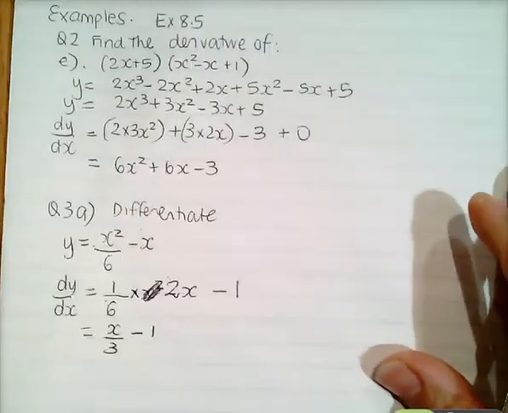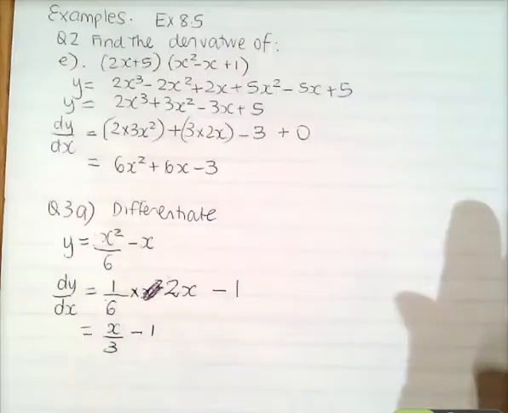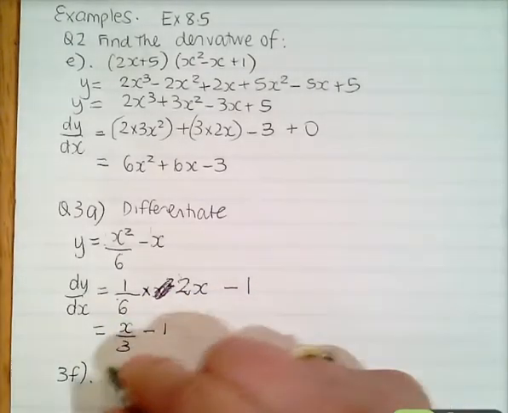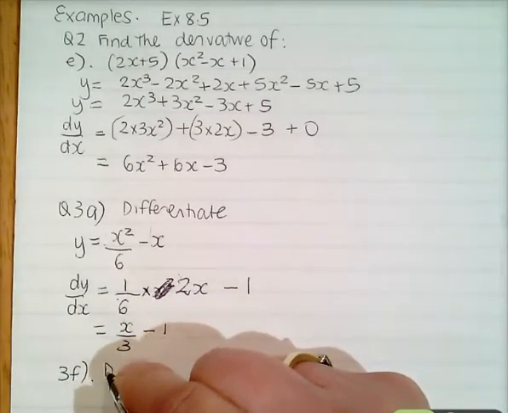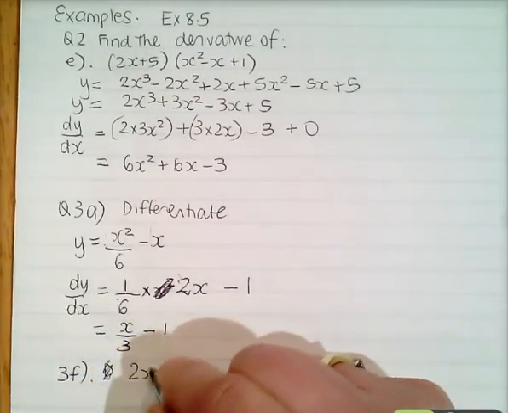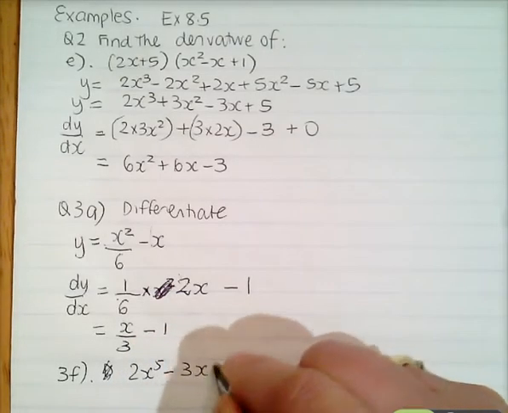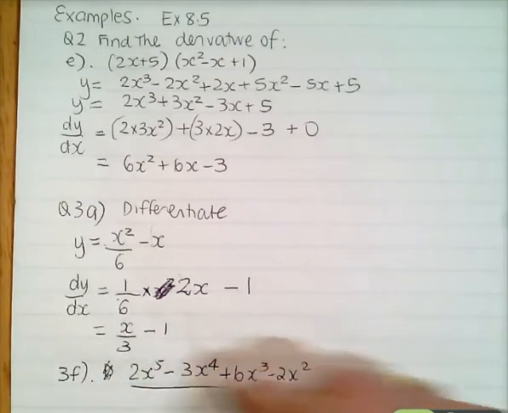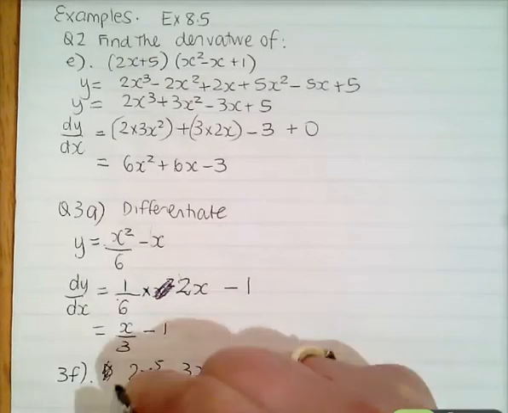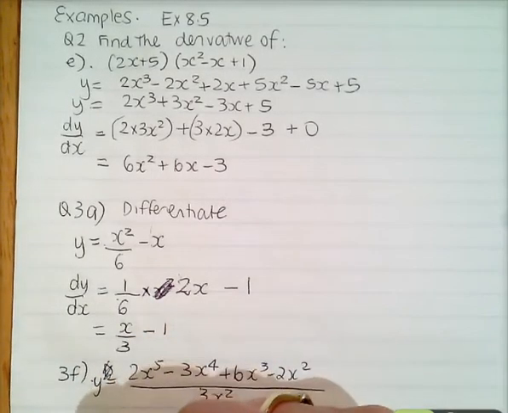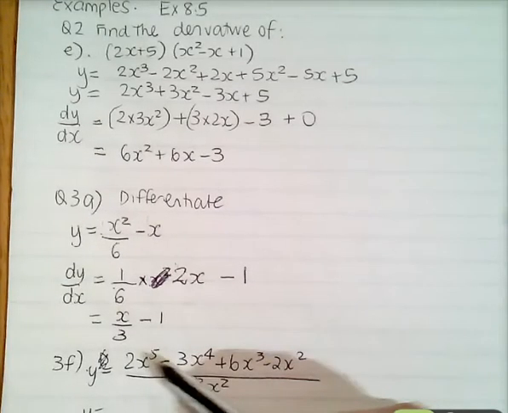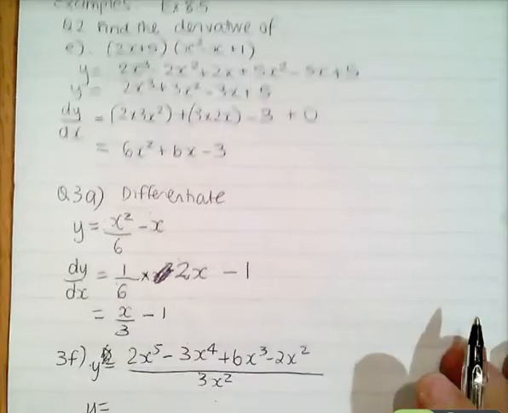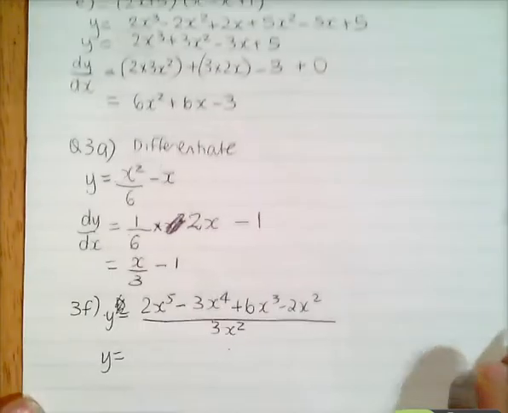So question 3a. All right, we're also going to look at question 3f. In question 3f, you're asked to differentiate the following: 2x to the power of 5 minus 3x to the 4 plus 6x cubed minus 2x squared, all over 3x squared. Now, if we let that equal y, each of these terms is over 3x squared. So I'm actually going to divide each term by 3x squared.